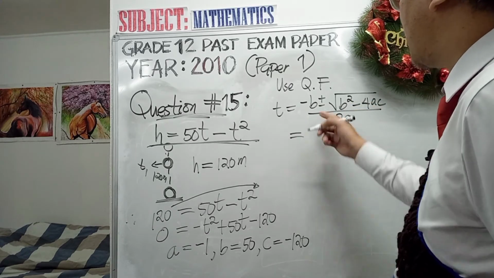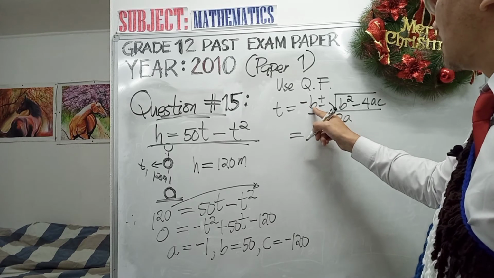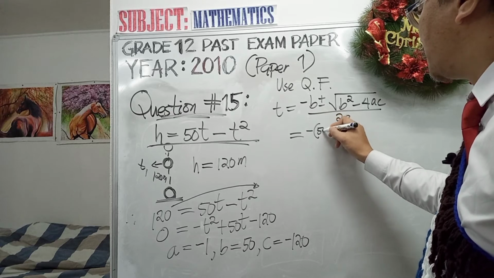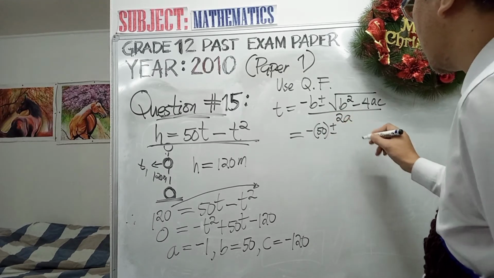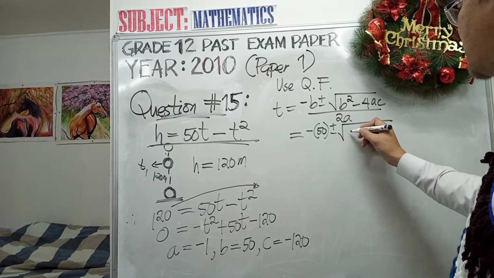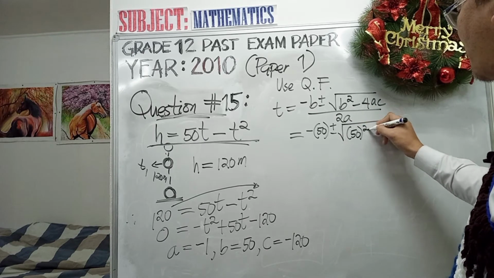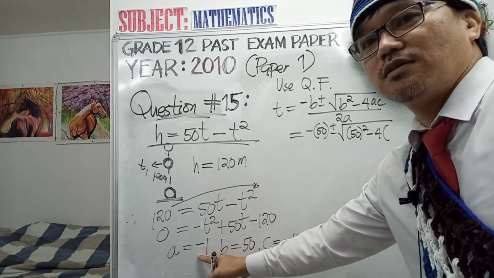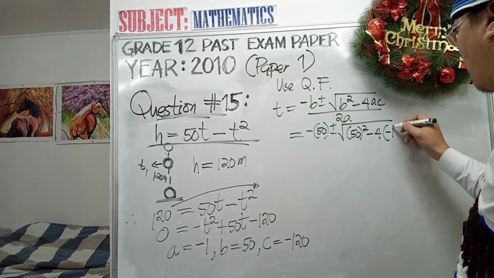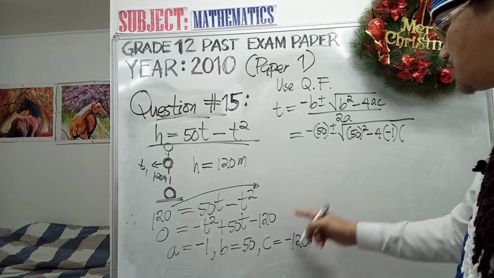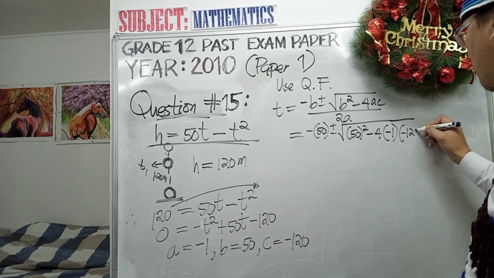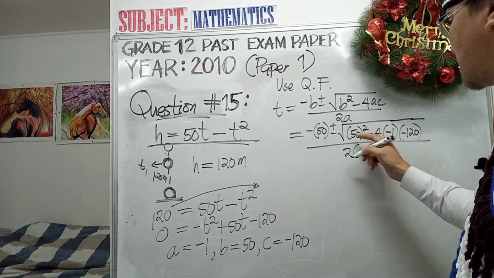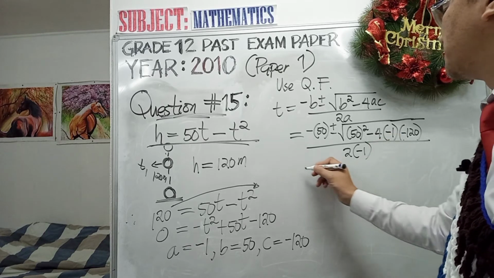So we substitute the values here. Negative b, so our b is 50, so we have negative 50 plus or minus the square root of b, which is 50 squared, minus 4 times our a, which is negative 1, multiplied by our c, which is negative 120, and then divided by 2 times our a, which is negative 1.